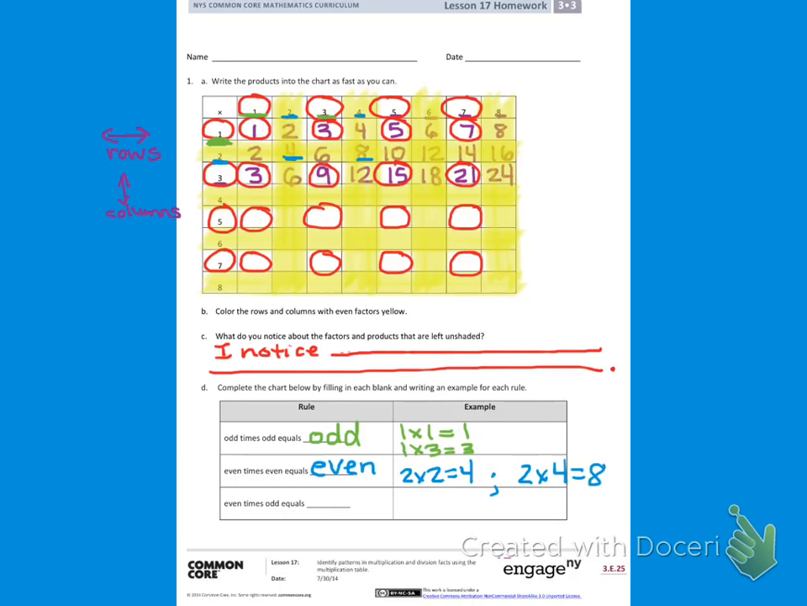Now, an even times an odd equals what? You look up in the chart and figure out the answer to that and fill in both sections.